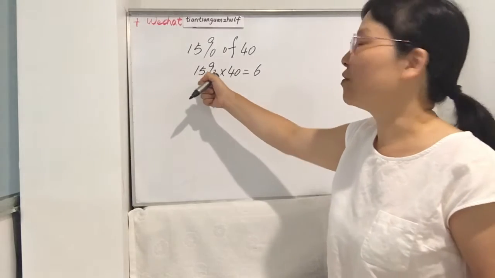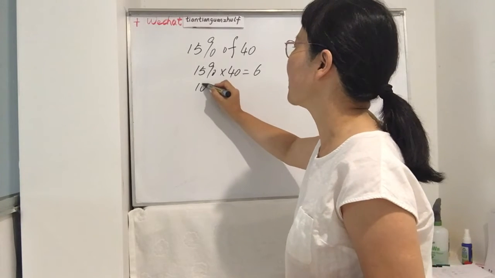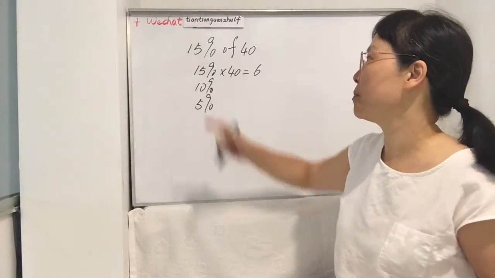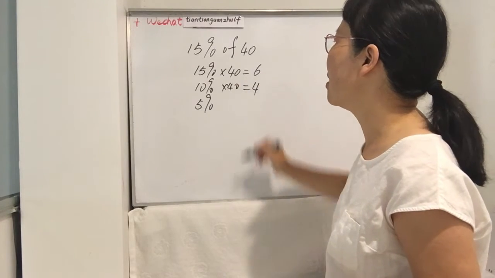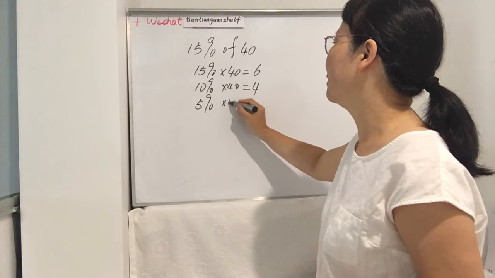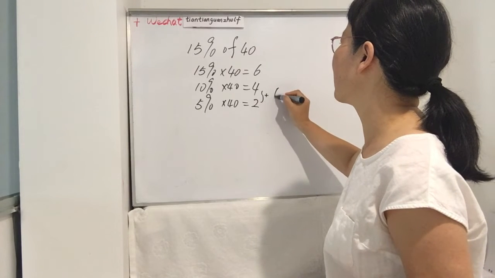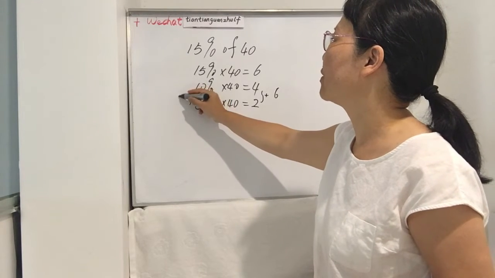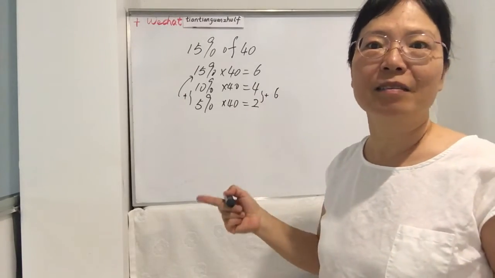Now let's see 15% of 40. You can think of 15% as 10% plus 5%. 10% of 40 is 4, and 5% of 40 is half of that, so it's 2. So 4 plus 2 is 6. So 10% plus 5% is 15%. If you understand this pattern, let's try another example.